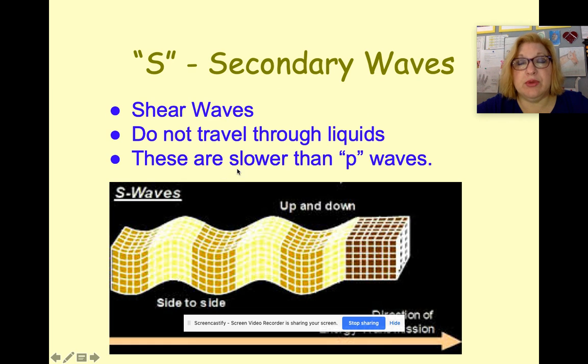And the fact that they will not travel through a liquid has taught us a lot about the interior of the Earth. We know that the very interior of the Earth has a liquid outer core, and then a solid inner core. We know that the outer core is liquid because the secondary waves will not travel through it. They stop when they hit the outer core. So that helps us learn about the interior of the Earth.